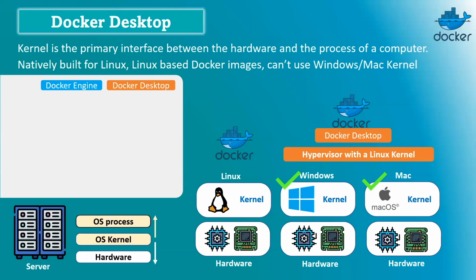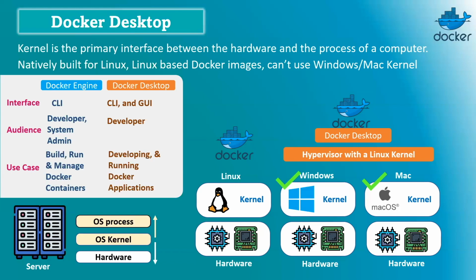In terms of interface, Docker Engine is a CLI-based tool, whereas Docker Desktop has both GUI and CLI options. The appropriate audience for Docker Engine is developers and system administrators, whereas developers should use Docker Desktop. In terms of use case, Docker Engine is ideal for building, running, and managing Docker containers, whereas Docker Desktop is ideal for developing and running Docker containers.